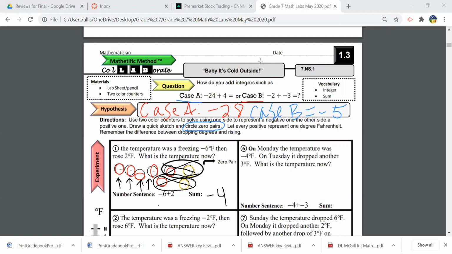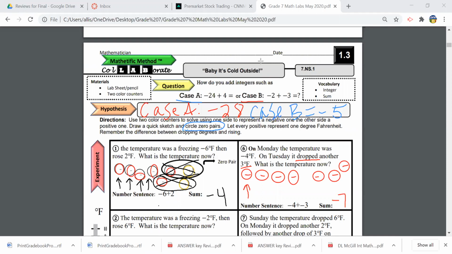Now for number 6, it says on Monday the temperature was -4. So I'm going to draw my -4. So -1, 2, 3, 4. And I'm going to make sure that I put a little negative in there. And then it says on Tuesday it dropped another 3 degrees. So we're going to add 3 more negatives. 1, 2, and 3. And I'm going to make sure that those are negative. And then the problem is -4 plus -3, and there's no 0 pairs. So I'm just going to count. I have -1, 2, 3, 4, 5, 6, 7.